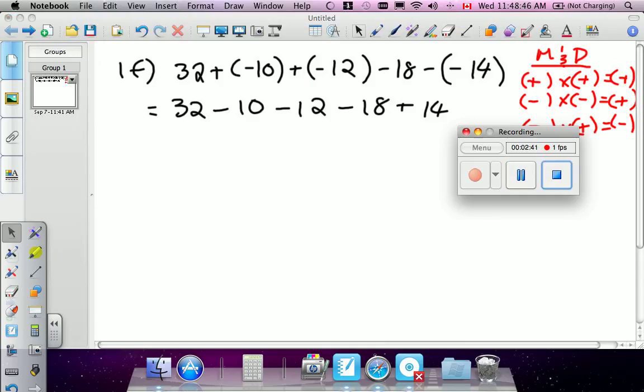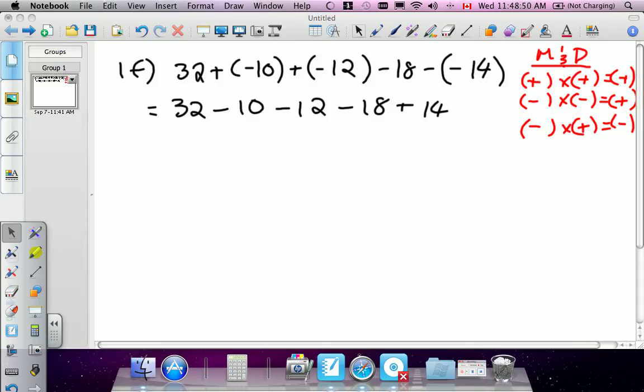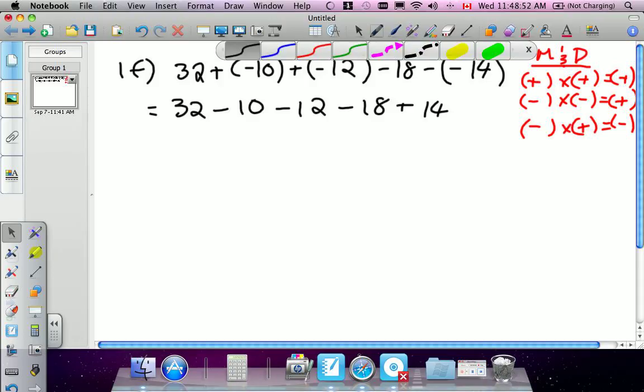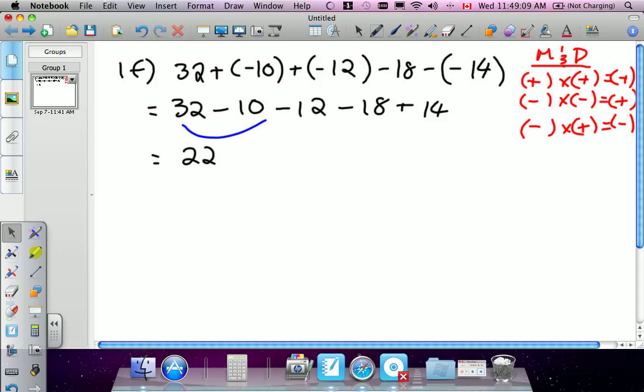Okay, from there, what I'm going to do is continuously, because of BEDMAS, we go left to right, and everything's a plus or a minus sign. So I'm just going to work from left to right, dealing with the first two numbers at a time. So I deal with 32, subtract 10. What is it? 22. Good, 22. And I just bring down the rest of the question.